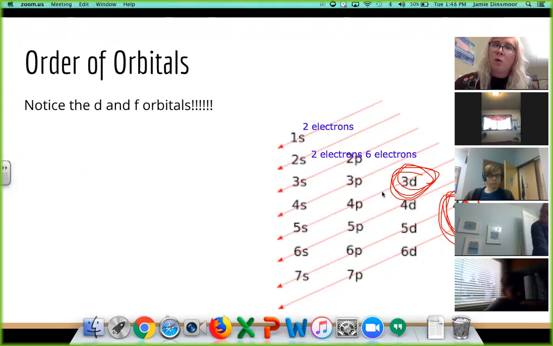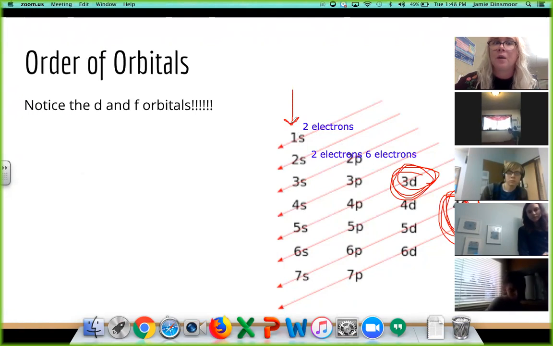Notice that d orbitals don't even come into play until the 3rd energy level. There's no 1d, there's no 2d. 3d is the first level where the shape of d can actually happen, right? Same with f. F cannot happen until the 4th energy level. So there is not an f orbital in the 1st energy level, right? Two different things. Again, if you're starting to get confused, because let's face it, this is confusing. Energy level is going to be represented by the number. So in this case, we have 1 through 7.